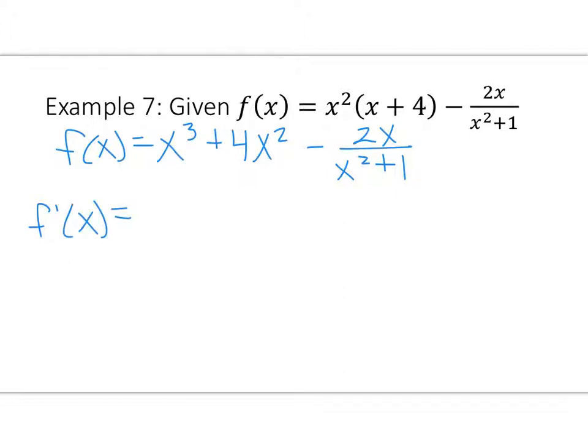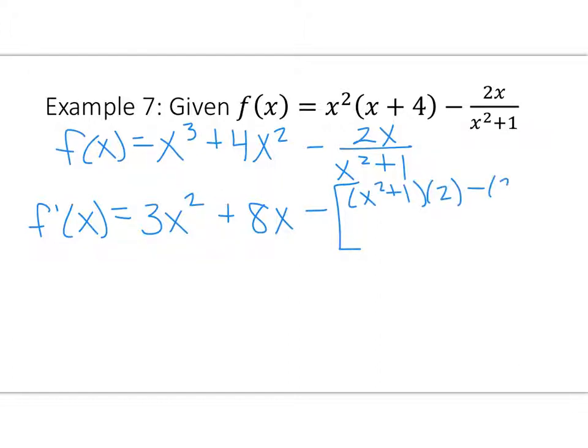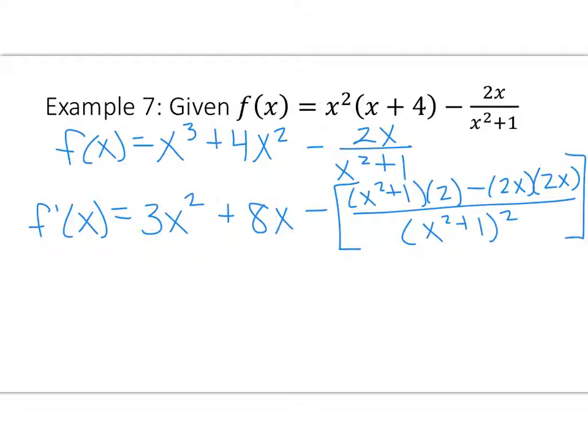Derivative of x to the third is 3x squared. Derivative of 4x squared is 8x to the first. 2 times 4 is 8, 2 minus 1 is 1. Minus, and here I have to be very careful because now I'm going to use the quotient rule. So it's low, x squared plus 1, d high, which is 2, minus high, 2x, d low, which is 2x, all over low, x squared plus 1, squared. Now I need those brackets there. Without the brackets, I wouldn't be distributing that negative, and I could end up with an incorrect answer.